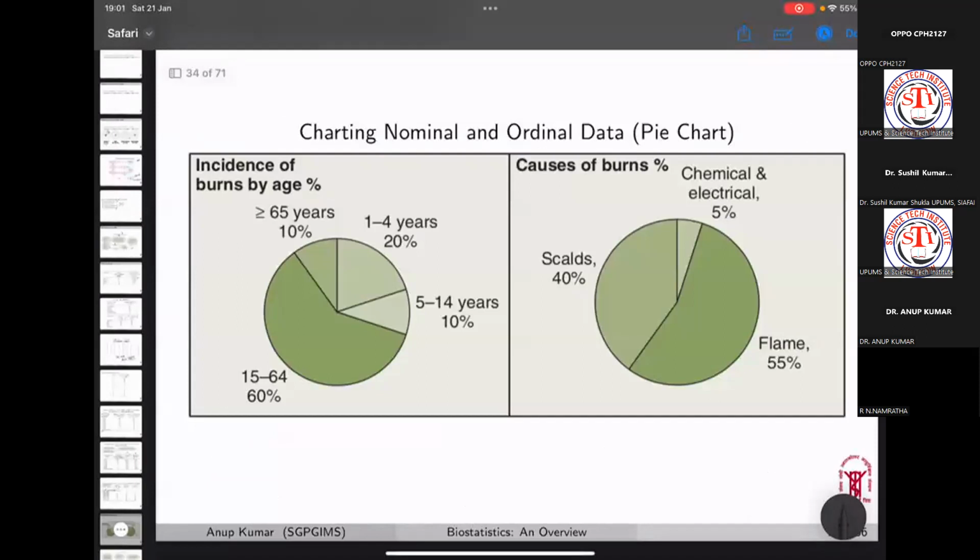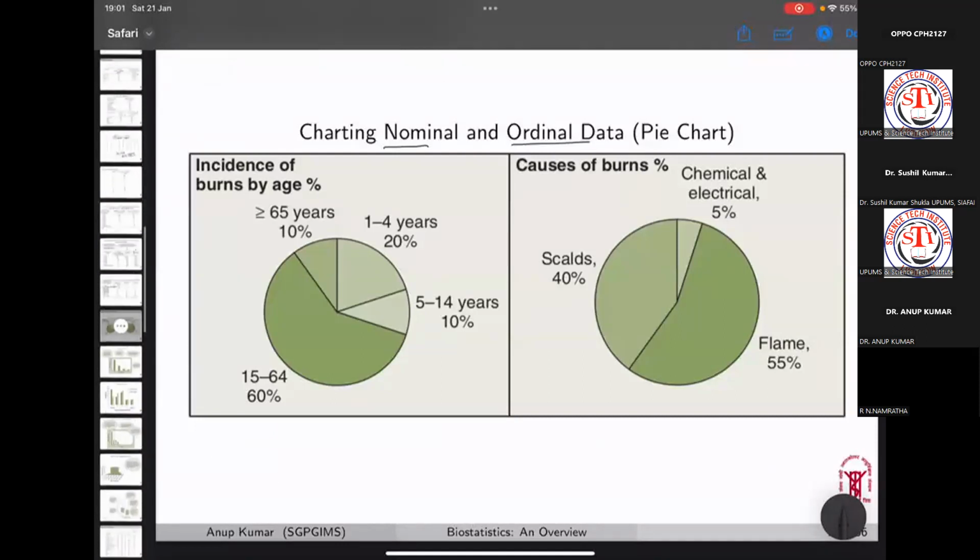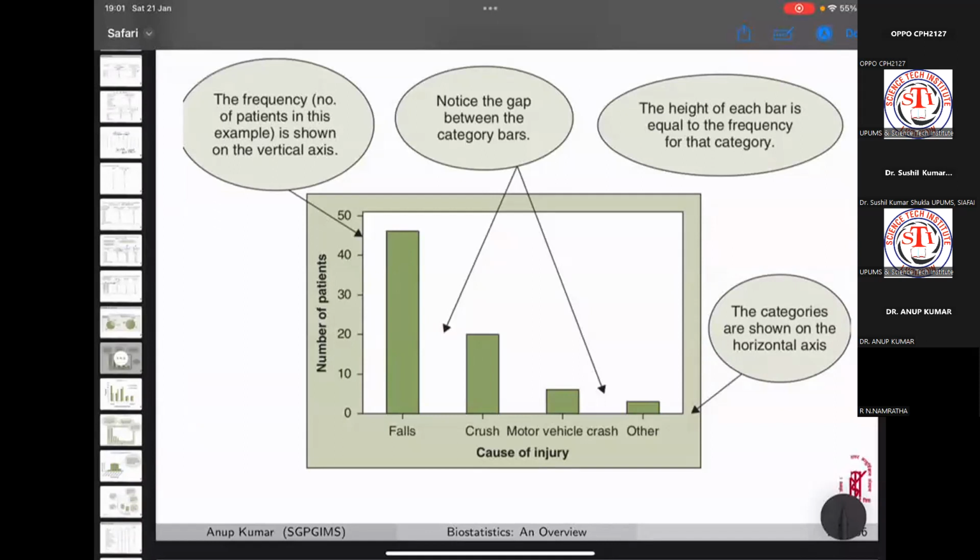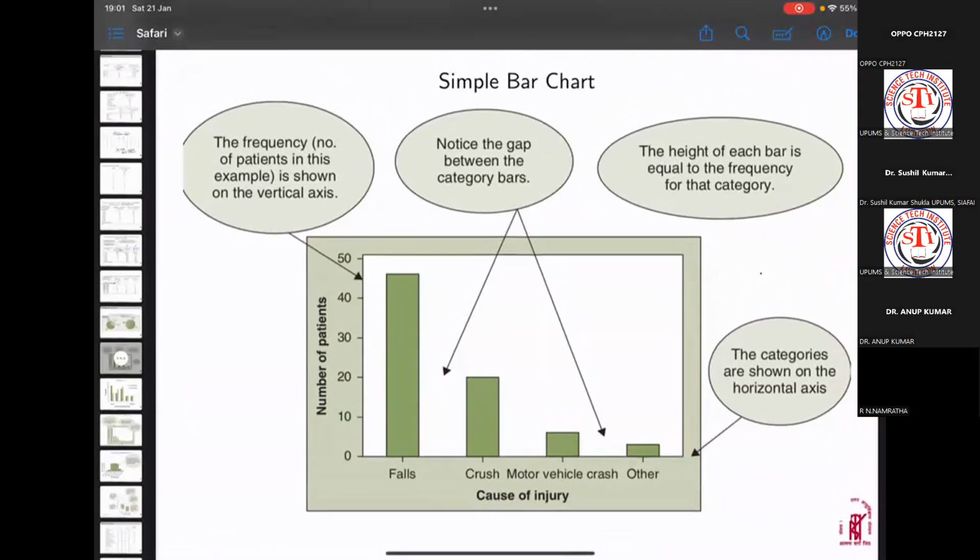Now, just as I showed you how you can present your ordinal, nominal, discrete, and continuous data in the form of a table, similarly you can also present them in the form of charts. The first chart, a very famous chart, is the pie chart. If your data is nominal or ordinal, meaning categorical, you can present it with the help of the pie chart. You can also present categorical data with the help of the simple bar chart.